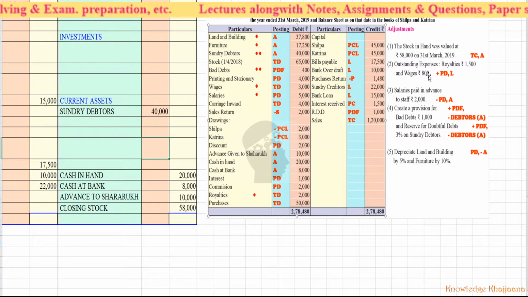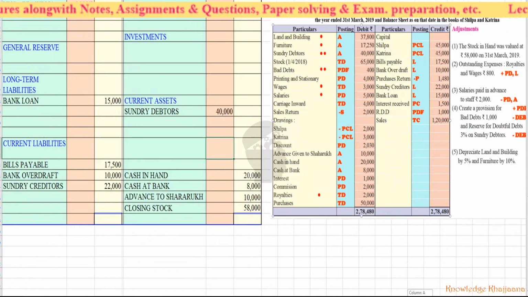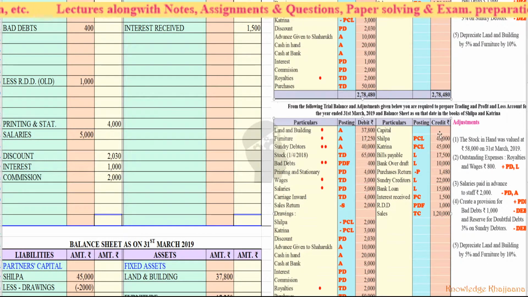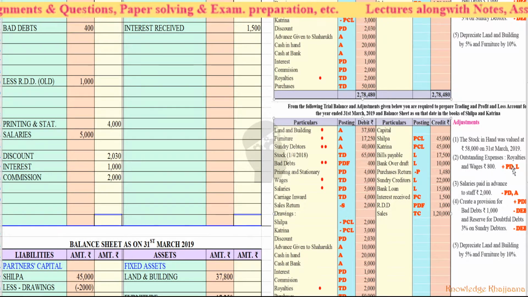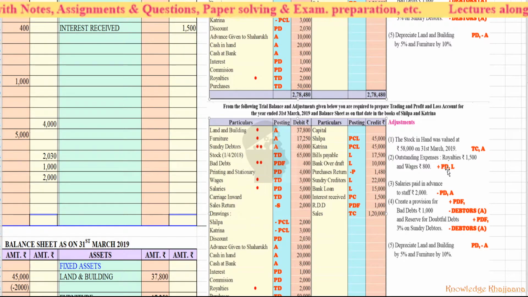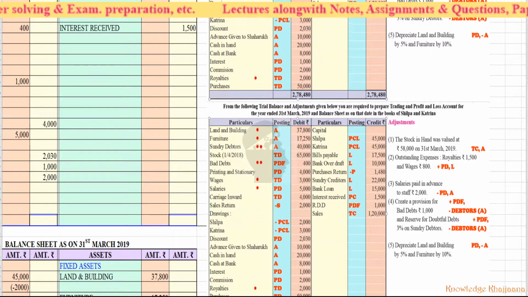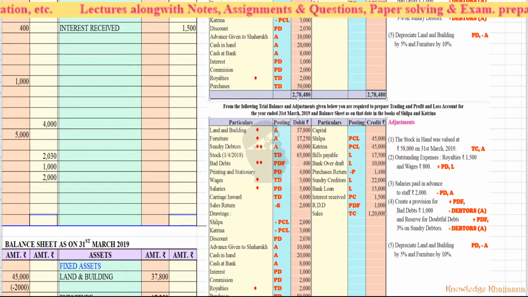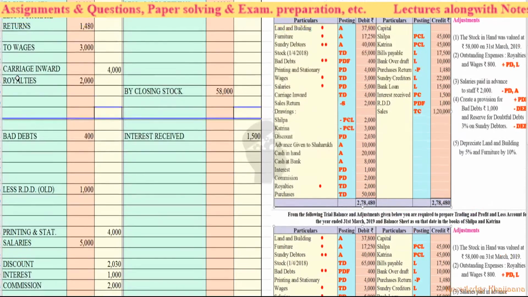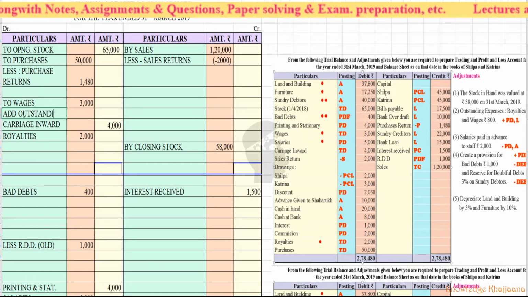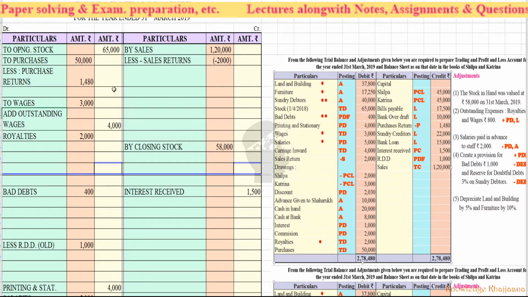Next, outstanding expenses. Outstanding expenses are recorded in two ways. First of all, in the debit side, we have to add it. First it is royalties and second it is wages. So it will go to the trading account debit side, instead of the profit and loss account debit, because both royalties and wages are items of the trading account debit side. We have to add outstanding wages.